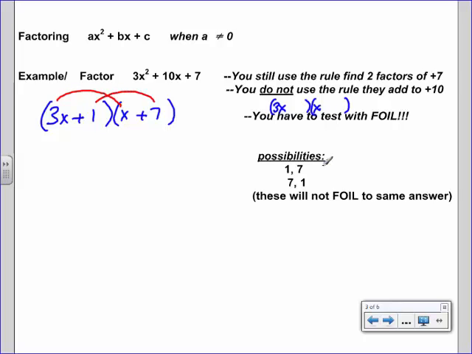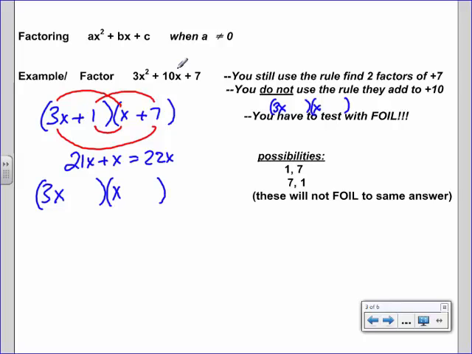And if you do the first and last, you know this is going to give you your 3x squared, and that's going to give you your plus 7. So the only thing you really have to test is the outside and inside. 3x times 7 is 21x, and 1 times x is 1x or x. That's 22x, which is not what we're looking for, 10x. So this one didn't work.